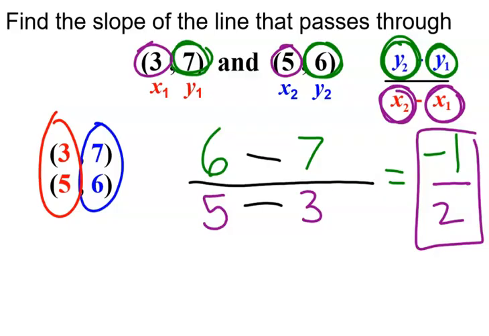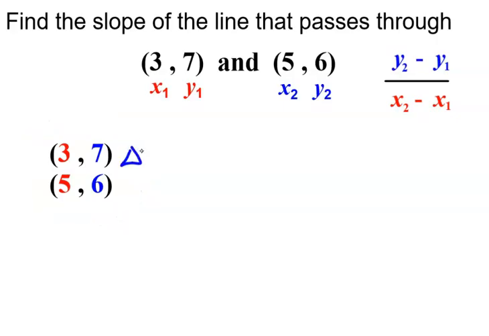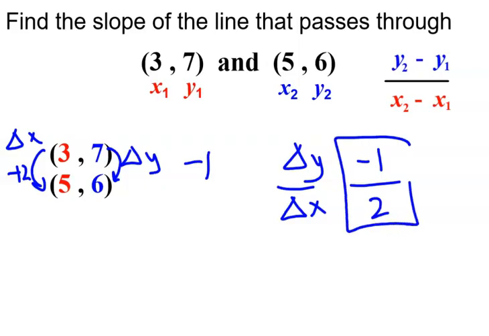Now the same can be true if we're using stacked points. So I'm looking for the change in the y values, right? How does 7 become a 6? It goes down 1. And I'm also looking for the change in the x values. How does 3 become a 5? Well, it goes up 2. And when we put them in the right order in the ratio, we get the same fraction as we did when we used this formula.